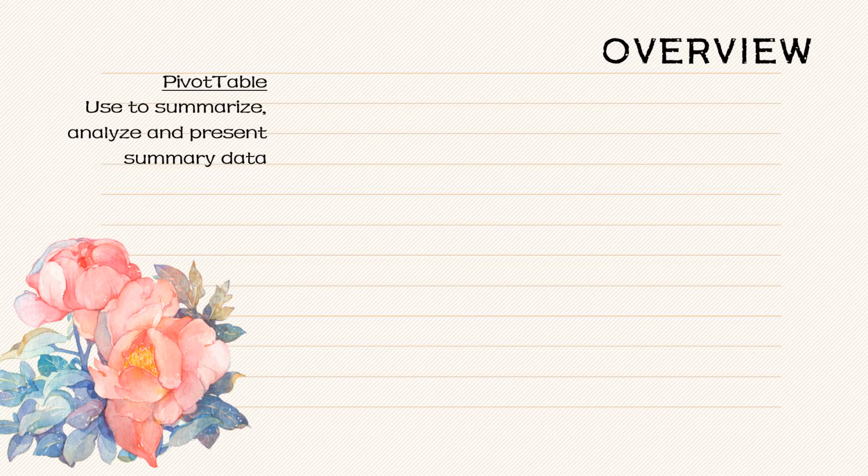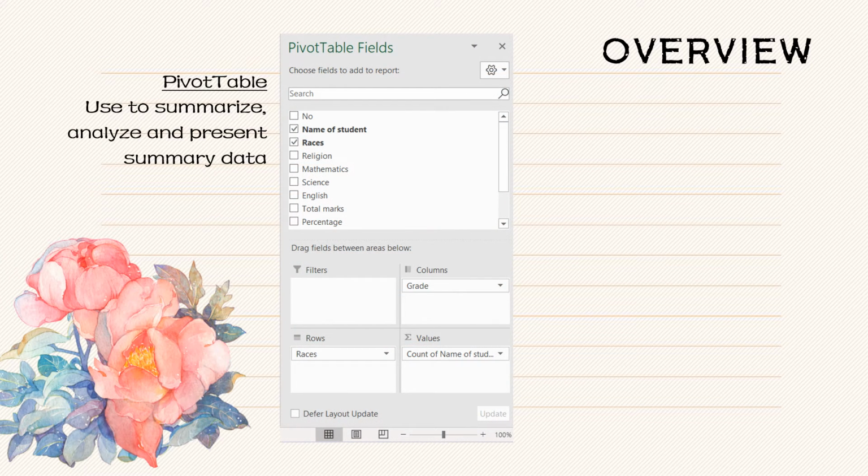What is a pivot table actually? A pivot table is used to summarize, analyze, and present summary data that you have created in your Microsoft Excel. Here is a view of the pivot table fields. You may see all the items in your Microsoft Excel listed in the pivot table fields.